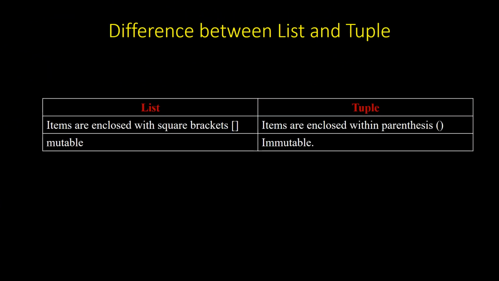What is the difference between a list and a tuple? In a list we enclose the items with square brackets, whereas a tuple is enclosed within parentheses. Lists are mutable, whereas tuples are immutable. Tuples are read-only lists. Once items are stored in a tuple, it cannot be modified. That is, it is an immutable one.